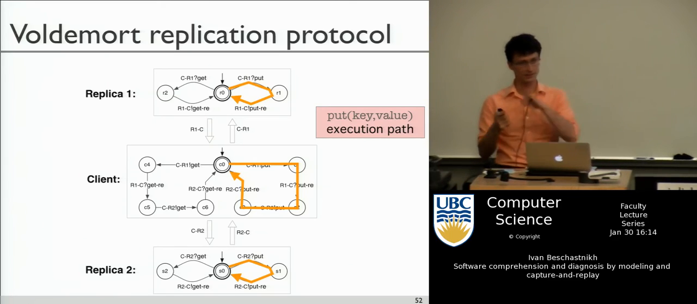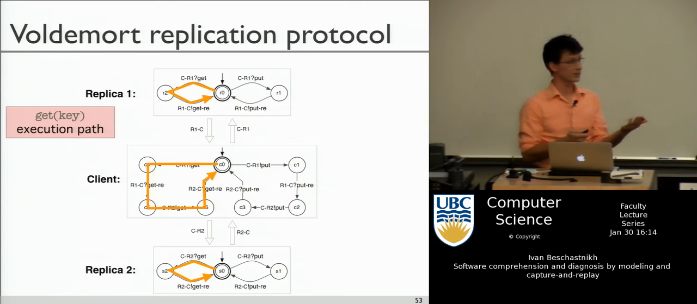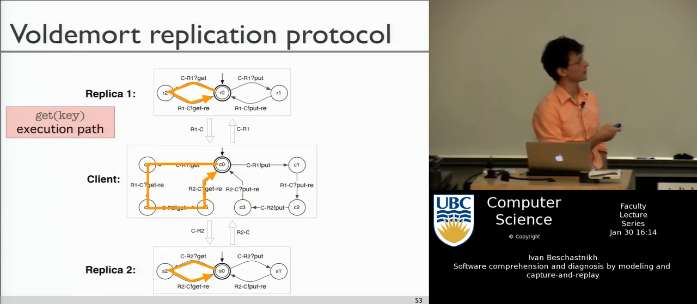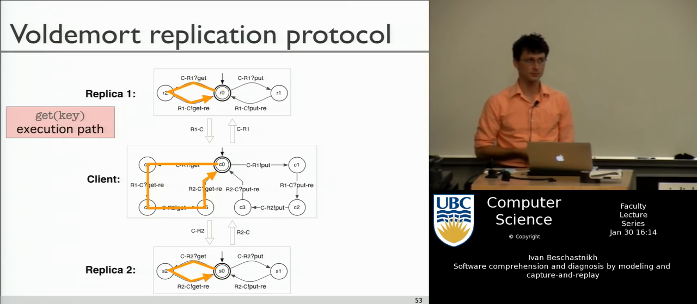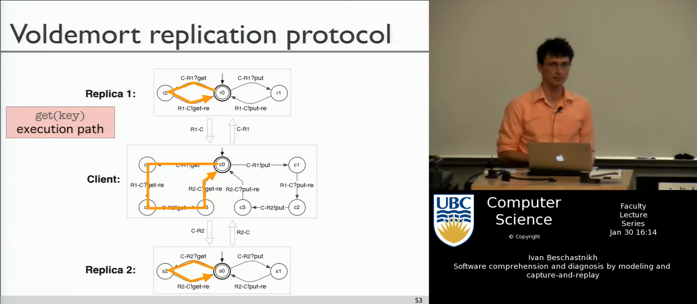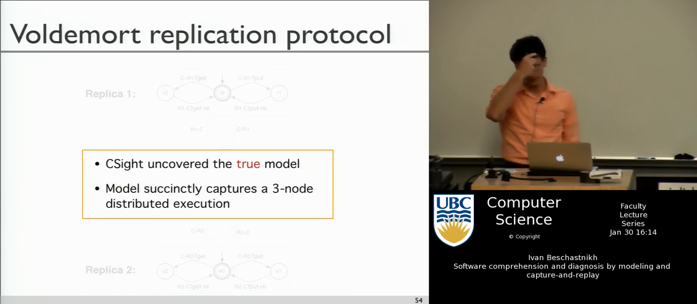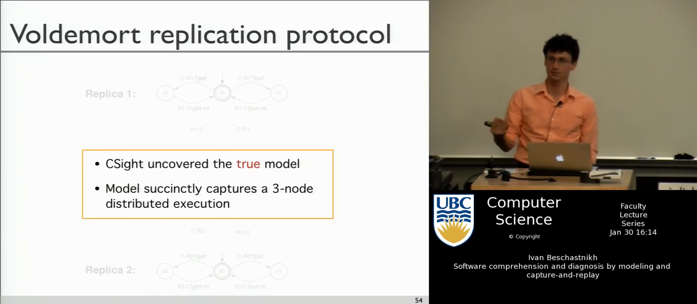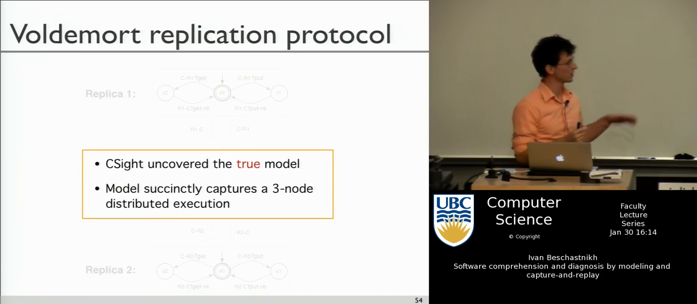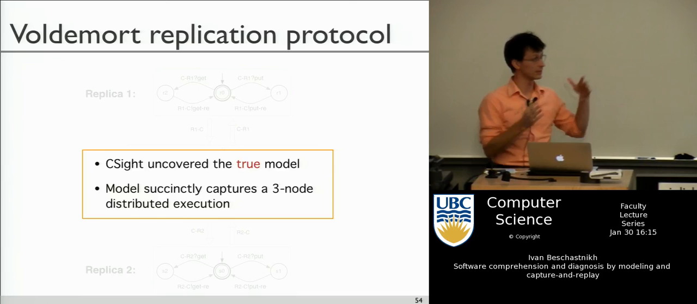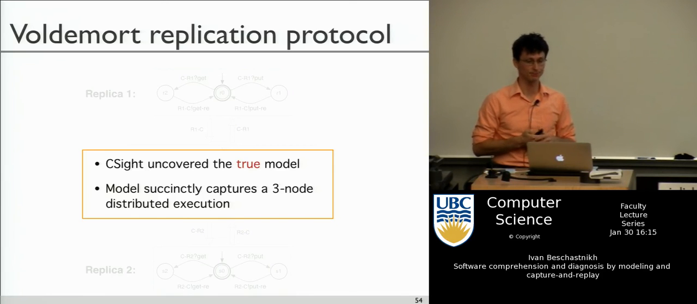And then the kind of mirror image of this is the execution of the get operation, where, again, this client is going to first get the value from replica 1 and then get the value from replica 2. So that's an example CFSM that was extracted by CSite. So, the high-level point: CSite uncovers the true model, and the model succinctly captures a three-node execution. If I was looking at a bunch of time-space diagrams, it'd be more difficult to understand what was going on than in this higher level model of replication.